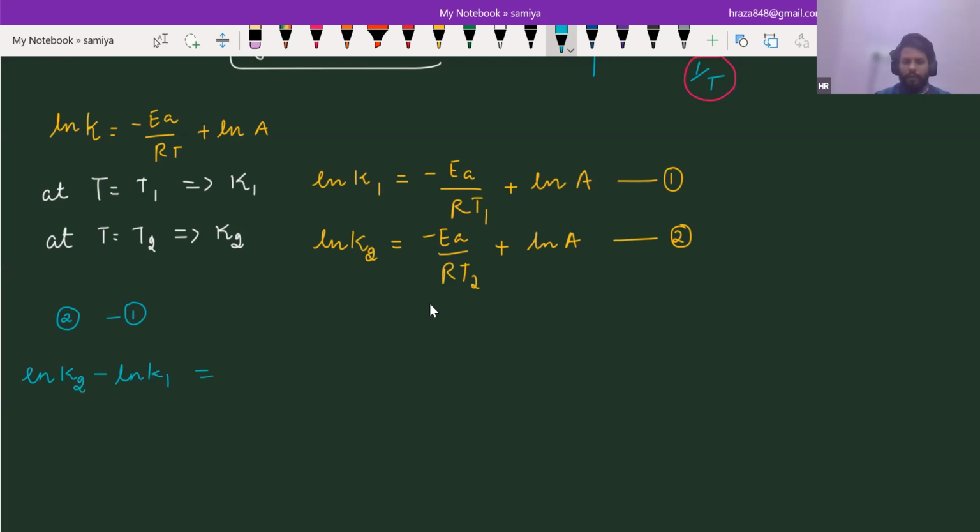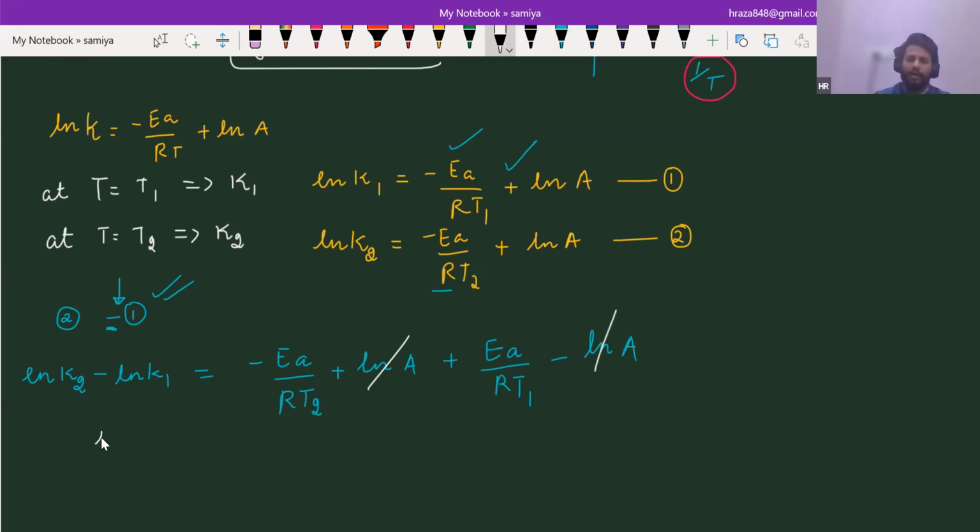will be equal to, first I'm going to write the second equation, EA upon RT2, and then plus ln A. Then we are going to put a negative sign here, and since we are subtracting equation 1, negative will be positive, EA upon RT1. So negative, positive, negative, it will be negative. ln A and ln A will be cancelled.